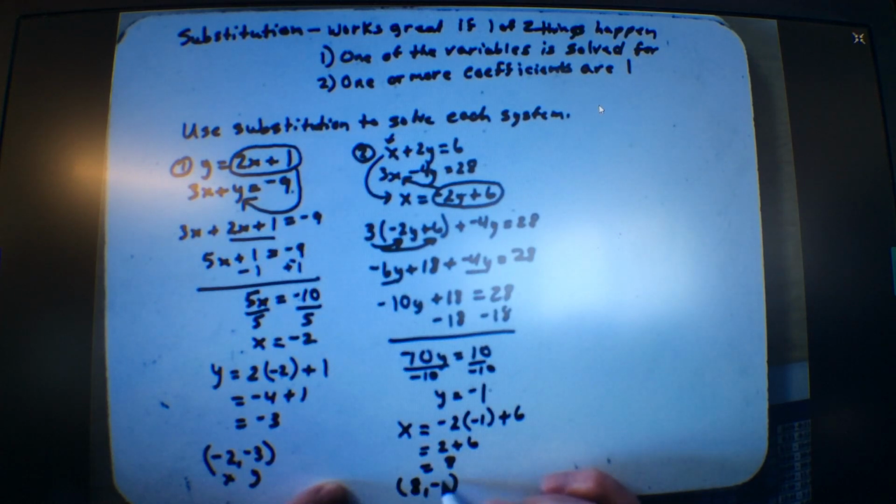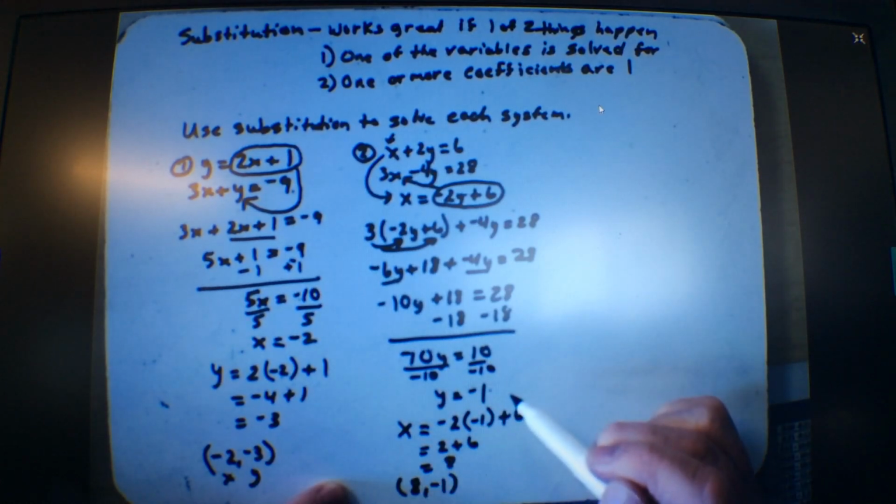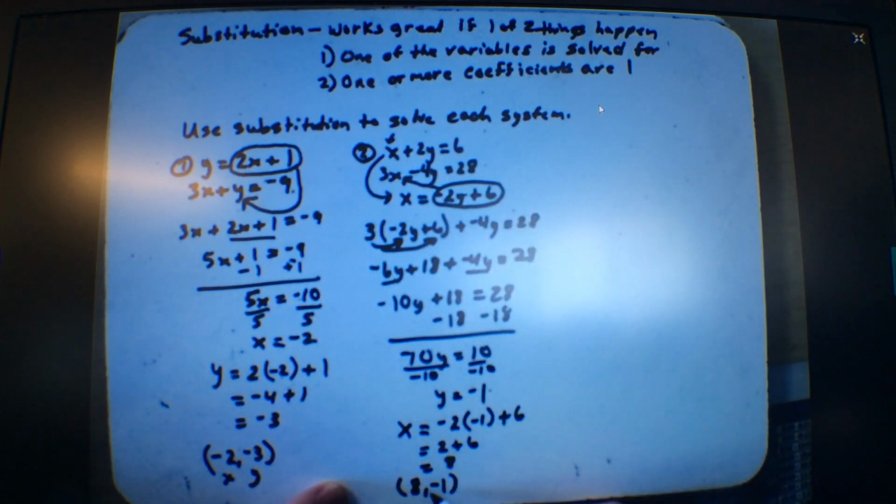8, a negative 1. It's really easy to put the negative 1 in the x spot because you solve for it first. We've got to be careful there. We don't want to do all this work and then get the answer wrong because I flipped the numbers. Jackson, do you get that?